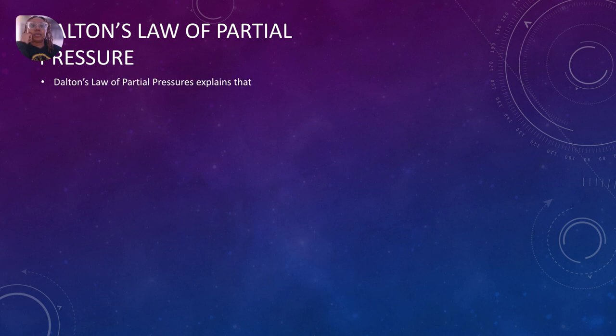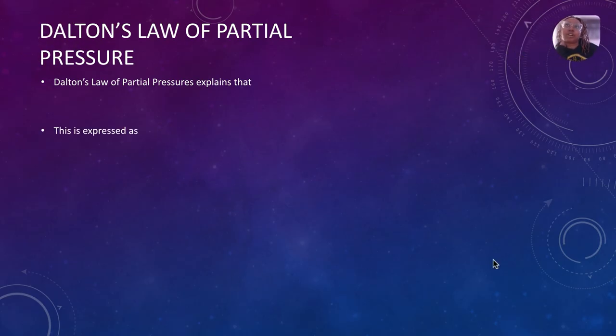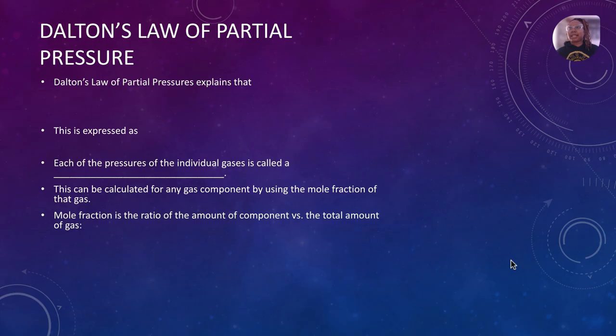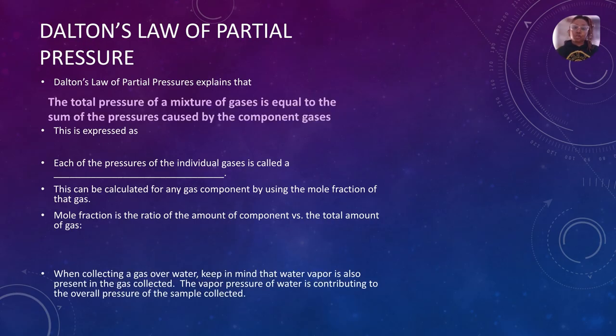All right, I'm going to move myself to the right. So Dalton's law of partial pressures explains that the total pressure of a mixture of gases is equal to the sum of the pressures caused by the component gases. So literally what that means is the total pressure of a mixture of gases all combined together in whatever container I have is the total, it's the sum.